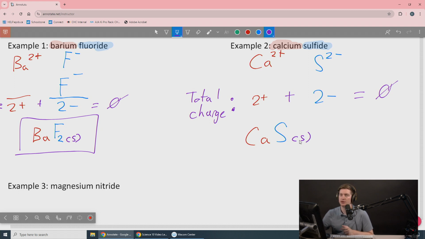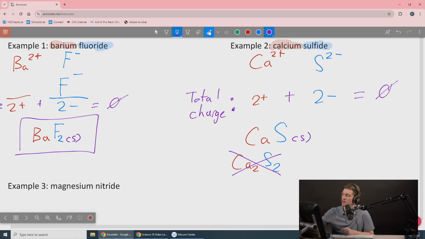Some of you might have learned the trick that you can take the charge from the cation and make it the subscript on the anion. If we go back to barium fluoride here, that would be taking this 2 plus charge, which becomes our subscript of 2 on the fluoride, and this 1 negative charge, that 1, becomes the subscript on the barium. This is an example where that trick doesn't work, because saying calcium with a little 2 and sulfide with a little 2, this is incorrect.